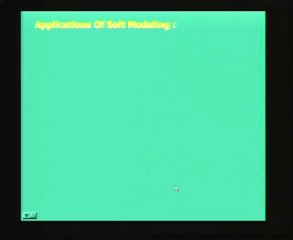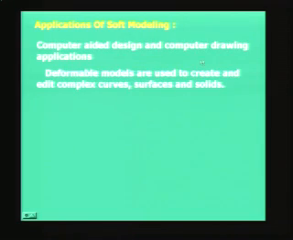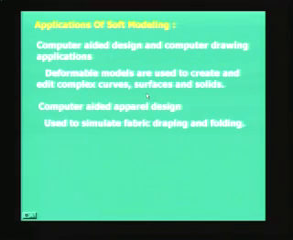What are the applications of soft modeling? Computer-aided design and computer drawing applications. We talk about these as a class of applications of soft modeling, where deformable models are used to create and edit complex curved surfaces and soft solids. Computer-aided apparel design is used to simulate fabric draping and folding. We already saw one such example in an animation, where we saw a structure of a human being with a cloth draped on top of her. So, that was an example where you needed soft object modeling to simulate the apparel or the fabric.